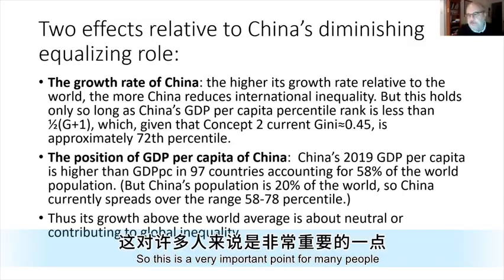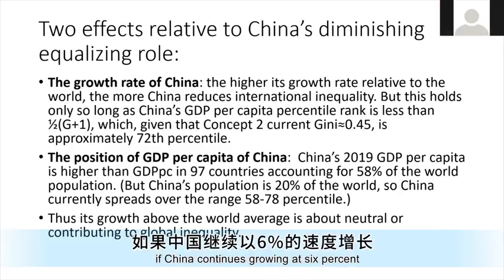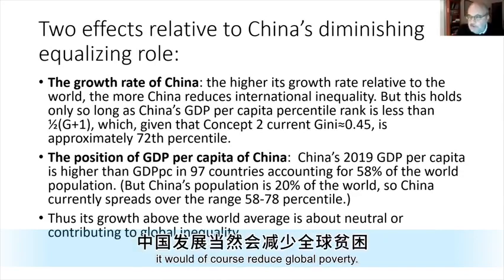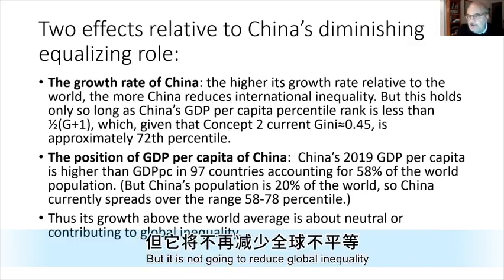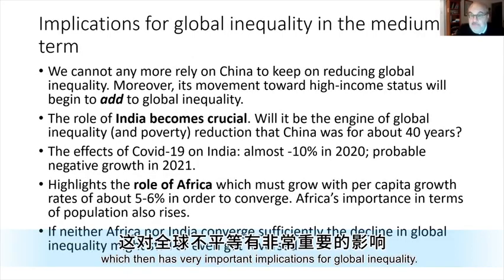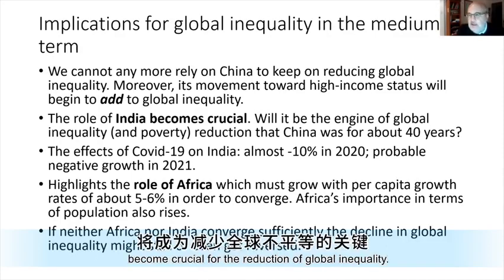So this is a very important point for many people, because we are still used to saying, well, if China continues growing at 6%, it would reduce global inequality. It is no longer the case. It would, of course, reduce global poverty, but it is not going to reduce global inequality, which has very important implications. It means that countries in Africa and India become crucial for the reduction of global inequality.